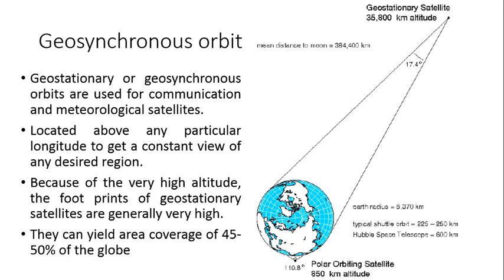So geostationary satellites are designed for viewing a specific desired region. Because of their very high altitude, the footprints of geostationary satellites are very large. They can yield an area coverage of 40 to 50% of the globe. A pictorial representation is shown. In short, a geostationary satellite covers one third of the globe.